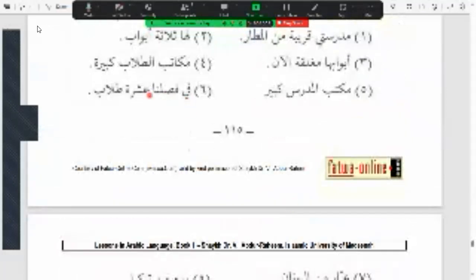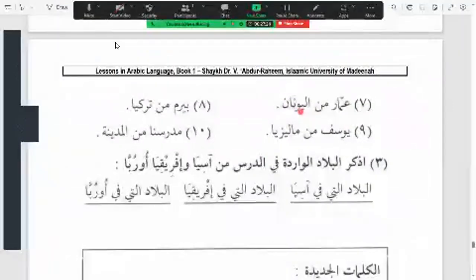في فصلنا 10 طلاب. In our class, there are 10 students. Is it correct? Then you put the right side. Umar min Yunan. Is he from Greece? You have to check in the passage. If it's correct, then you put a tick. If it's wrong, you put X.